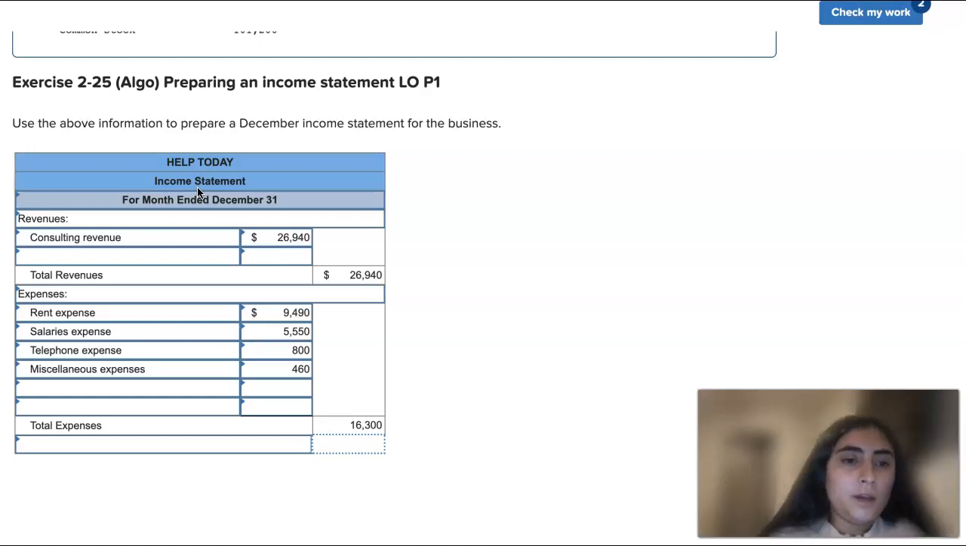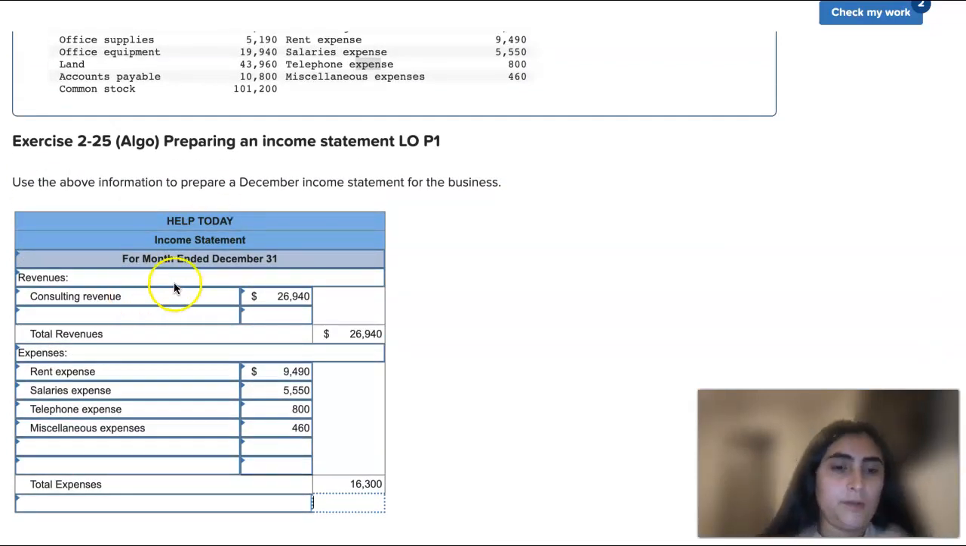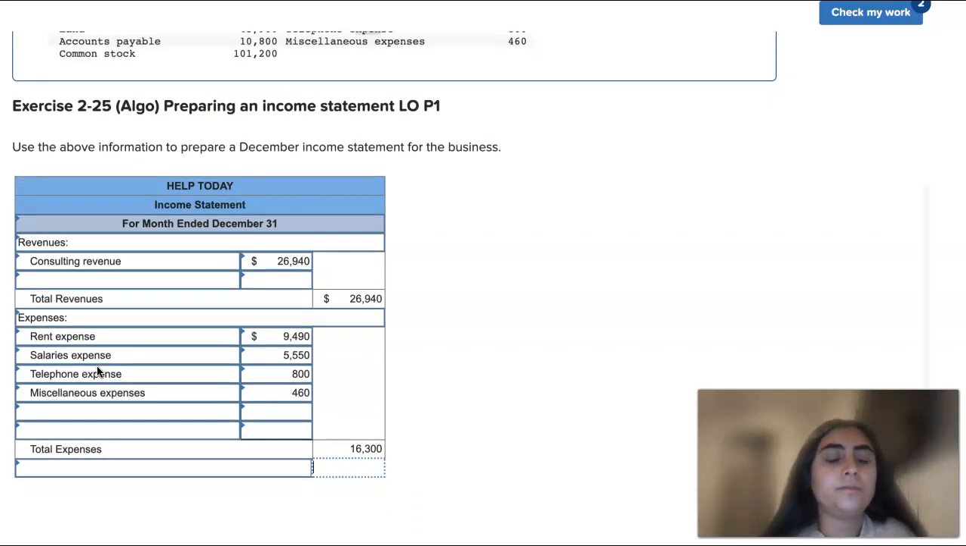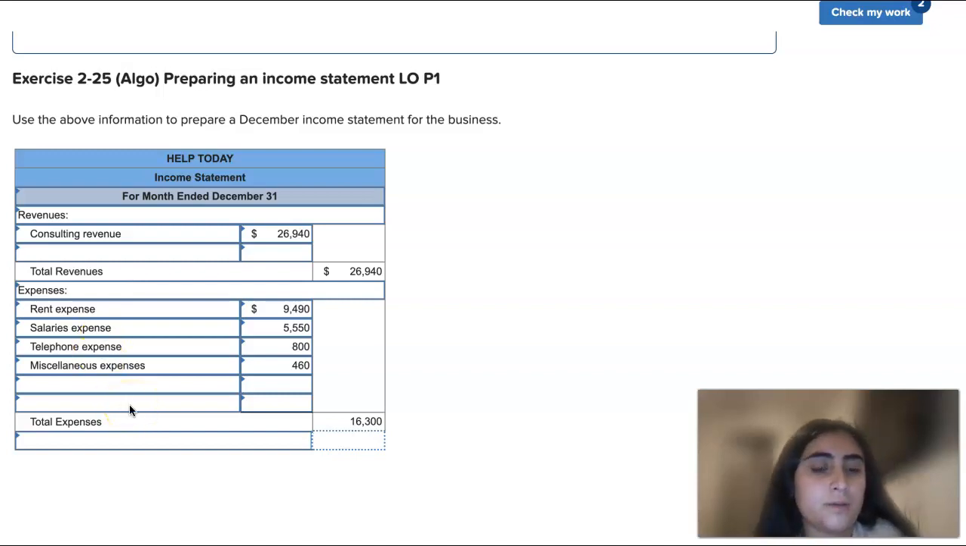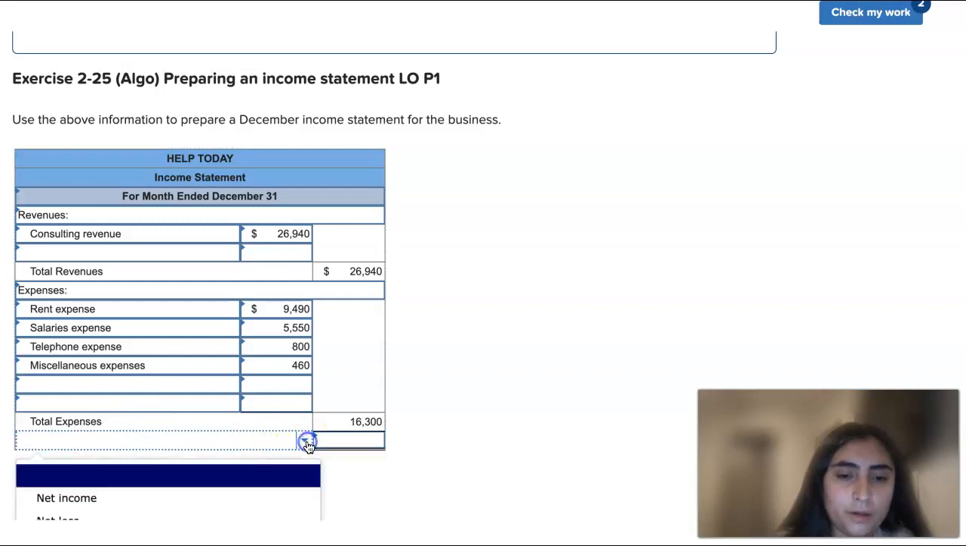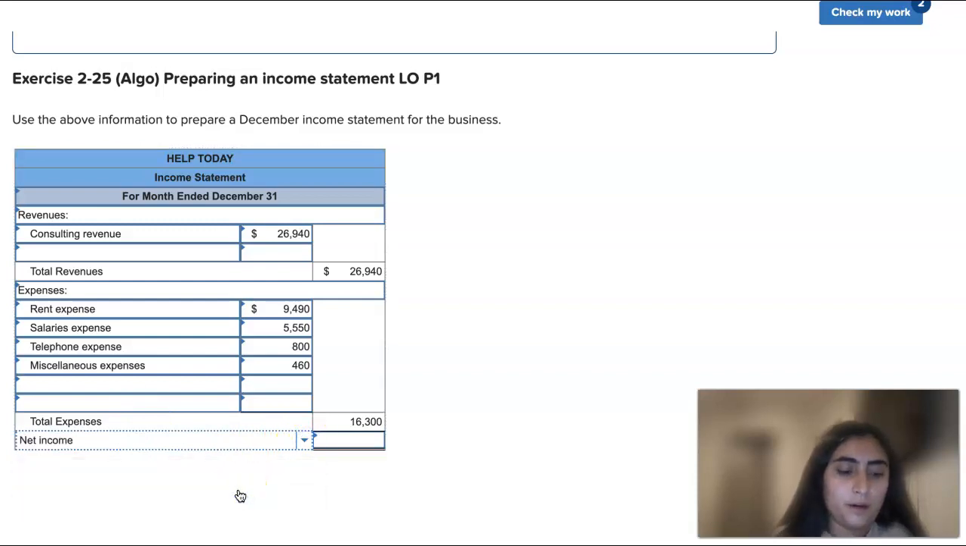I already filled out the revenues and the consulting revenue and all of the expenses here. I have rent expense, salaries expense, telephone expense, and miscellaneous expense. Pretty much, total revenues in my case would be 26,940, and the total expenses would be 16,300. Now we're going to find our net income.